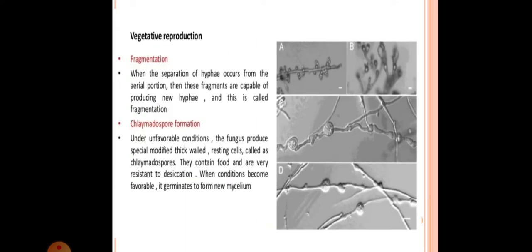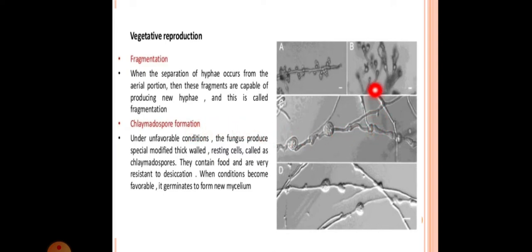Then next one is the vegetative reproduction. So reproduction in the mucor. First we'll see the vegetative reproduction. Vegetative reproduction takes place by fragmentation. Here you can see, when the separation of hyphae occurs from the aerial portion, these fragments are capable of producing new hyphae, and this is called fragmentation.